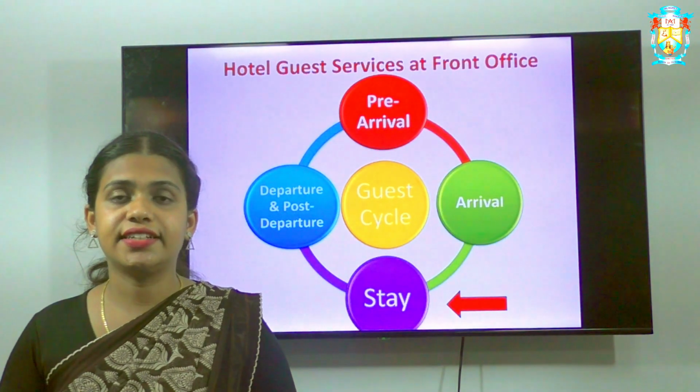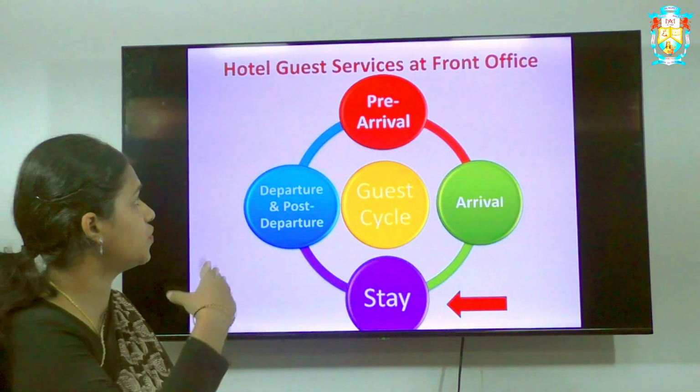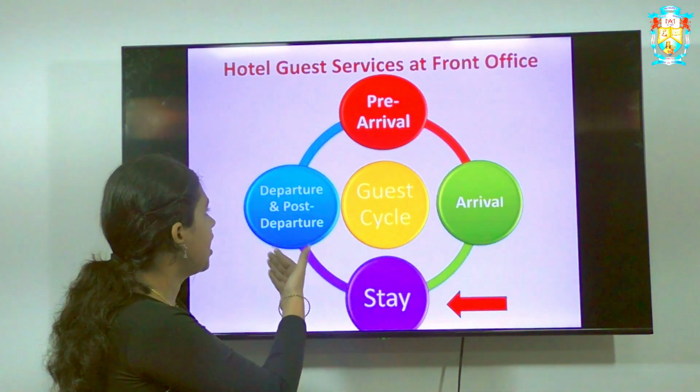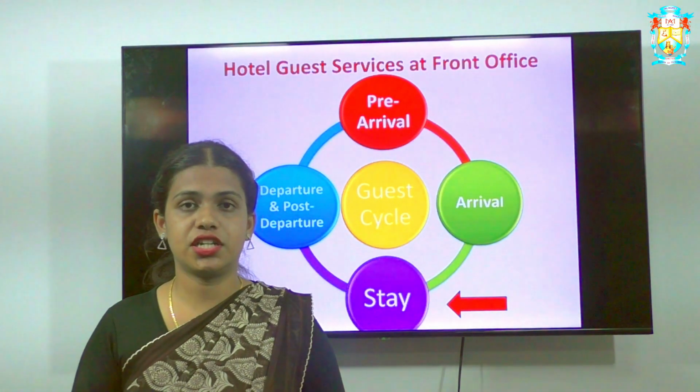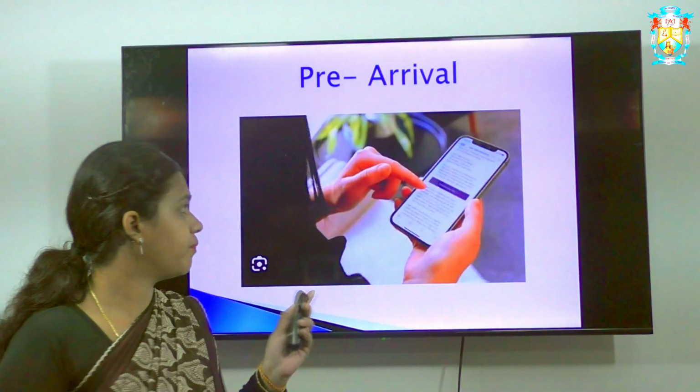So for the guest cycle, there are four major steps which have to be carried out. That is, first is pre-arrival, then arrival, stay, departure and post-departure. Usually post-departure comes under the departure itself. So let's know what you mean by pre-arrival.